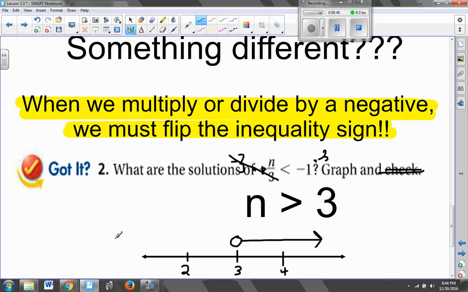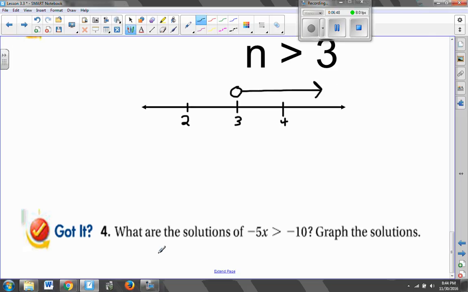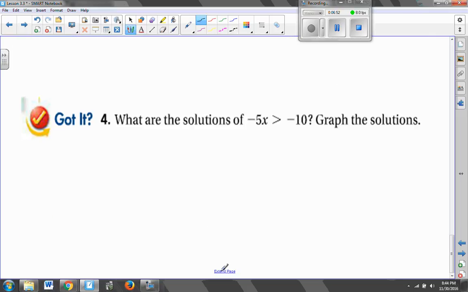Okay? I'd like you to try the same thing with division here. Solve with division. I want you to find the solutions of negative 5 times x is greater than negative 10. And then graph those solutions as well. Okay? Solve this for x, get it by itself, write that inequality, and then graph. Once you have that done, come on back and I'll show you what we should have.